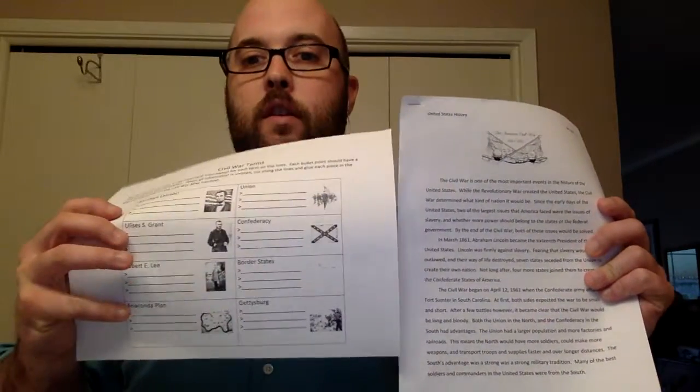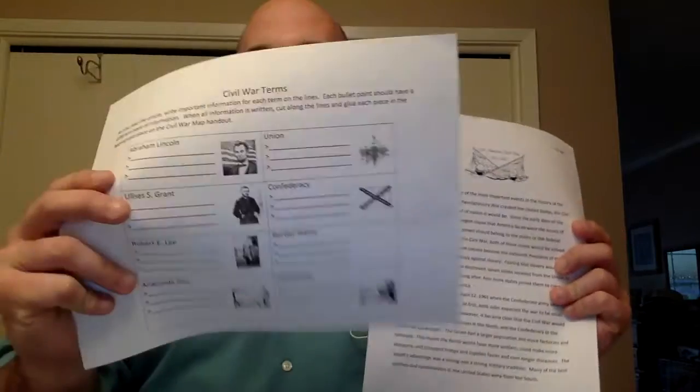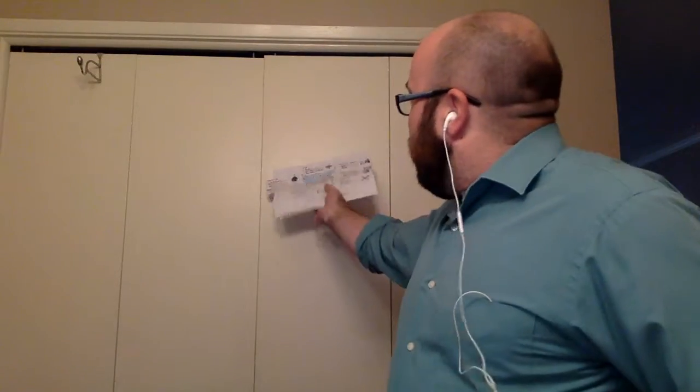All right, so let's go over it one more time. You're going to read your article. You're going to read it as a group. You're going to highlight and underline important information as you go. Then you're going to take your term sheet and go back through the article looking for information for each term. Okay, then you're going to cut out the boxes and glue them to your map. When you're done, you should have something that looks a little bit like this.